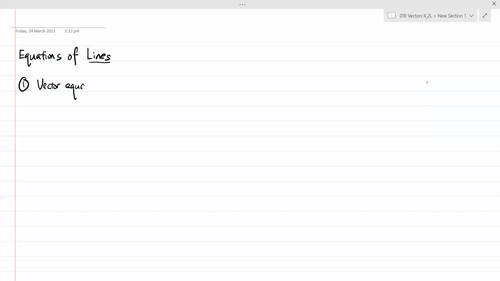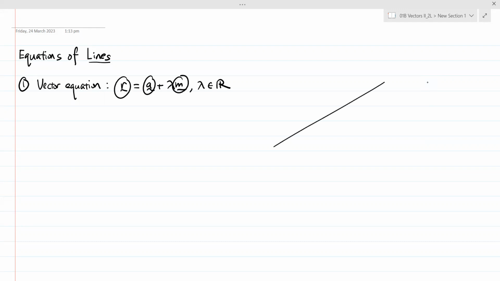vector equation. Okay, so that's the one that says r equals a plus lambda m. Right, so do you understand what each of these expressions means? So if this is your line, let's say this is the line. Where is r, where is a, where is m? Okay, let me draw an origin to help you. Let's draw the origin here.